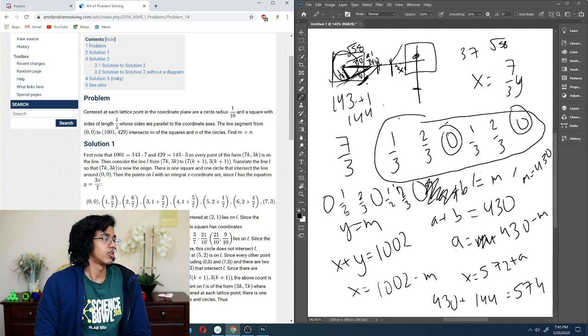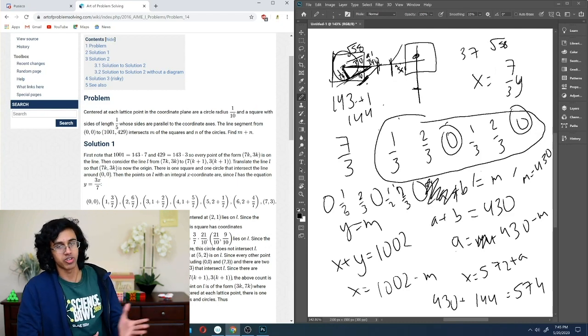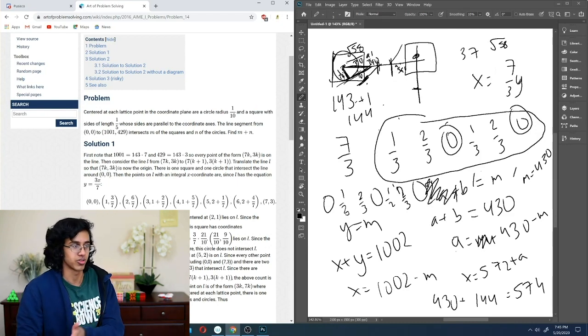Oh, they did my original strategy. You do 2 times the number of circles plus the number of squares that don't have the circle intersect. Okay, very cool. That was honestly a pretty fun problem.